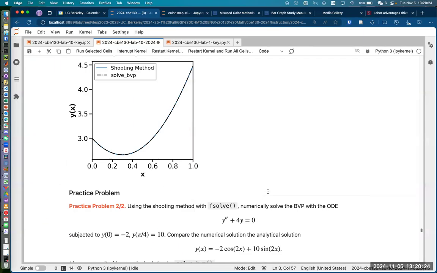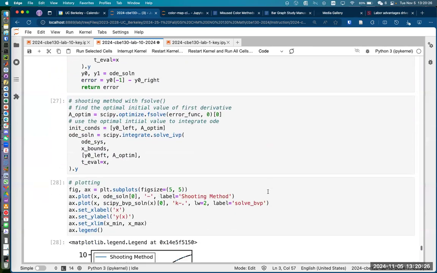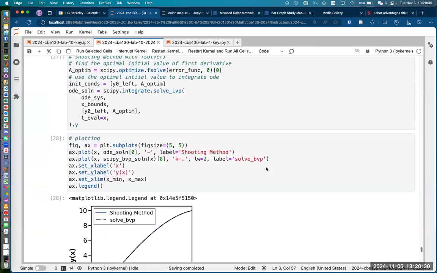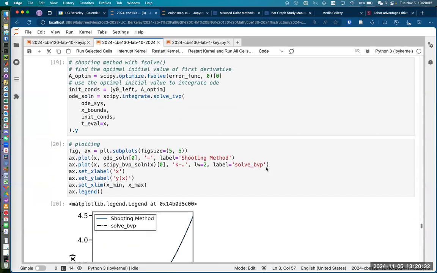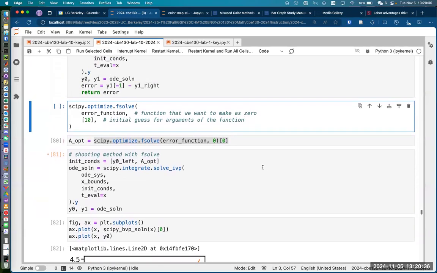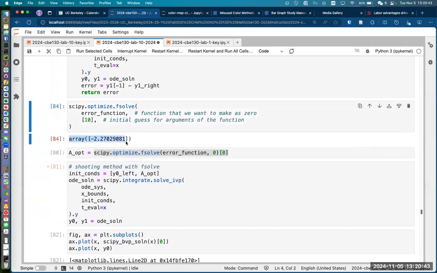And then there's a practice problem that you can try yourself. The results should be consistent with solve BVP. Why are we putting the bracket 0? So the result returns a list. Oh, yes.